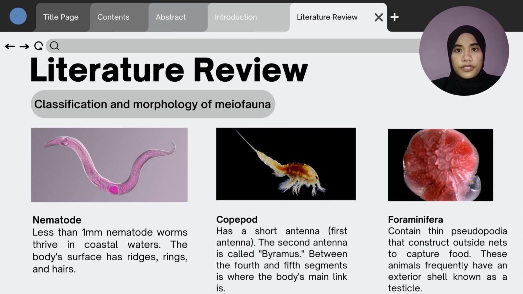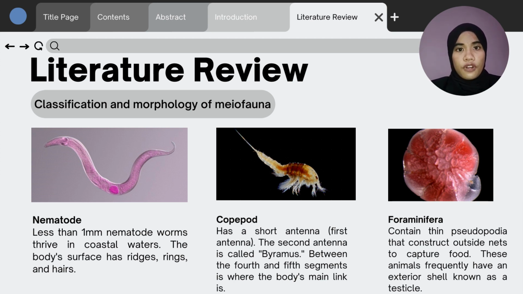Second, we have copepods. Copepods have a short antenna, which is their first antenna. The second antenna is called the biramous. The fun fact about copepods is that between the fourth and fifth segments is where the body's main joint is.